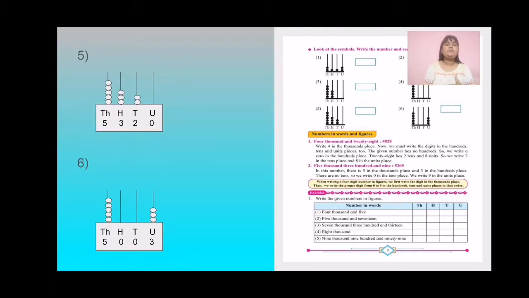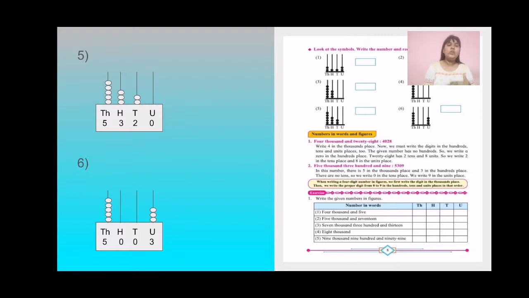Fifth one, above unit, any circle? No. So write down 0. Above tens, 2 circles are there. So write down 2. Above hundreds, how many circles? 3. So write down 3. Above thousands, how many circles? 5. So write down 5. So how will you read this number?